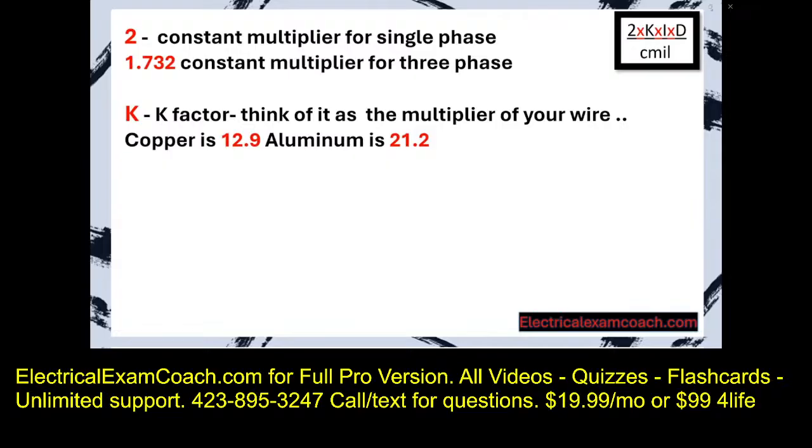For copper, it's 12.9, and aluminum, it's 21.2. Don't worry about remembering all this. If you're able to bring in Ugly's into your test, it has it in there. Your state might allow you to write inside your book. You can just write it in there.